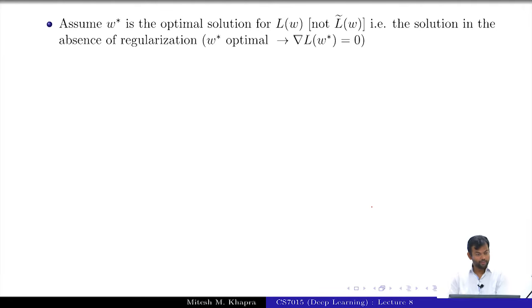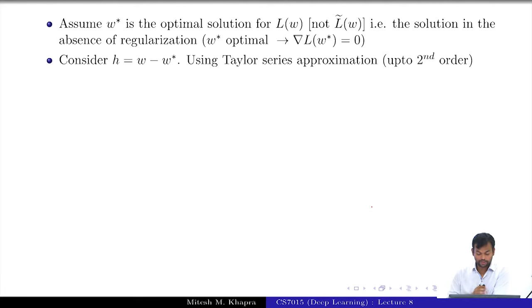Okay. So now let's assume that W star is the optimal solution for L(W). What is L(W)? The train error, not our regularized error, just the train error, okay? And so if W star is the optimal solution, what can you tell about the derivative at W star? It's going to be 0 from basic calculus, right? If I say minimize x squared, the minima is where the derivative of x squared with respect to x is equal to 0, right? Everyone knows this, okay?